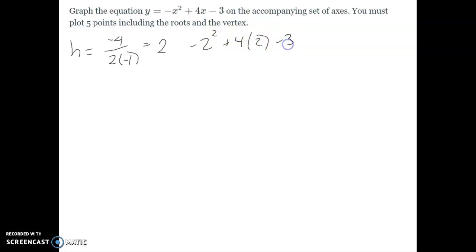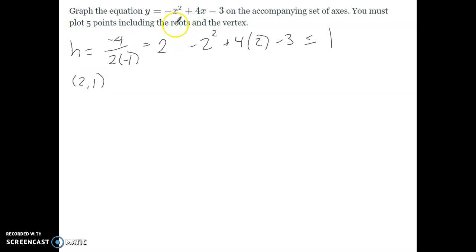When I substitute in that 2 for x, and remember that I am not putting parentheses because that's not a negative 2 that I'm trying to square. I'm trying to square 2 and then make it negative. And I get a value of 1. So my vertex is the point (2, 1).